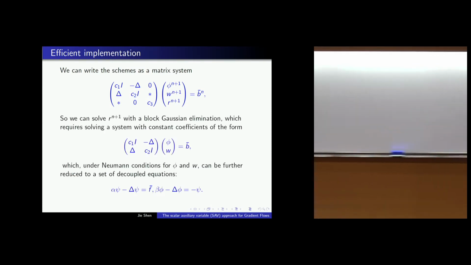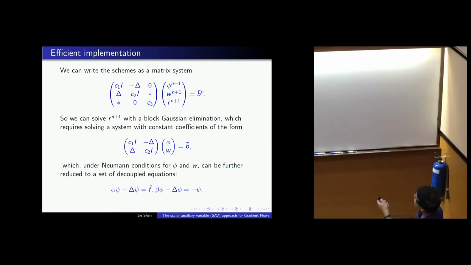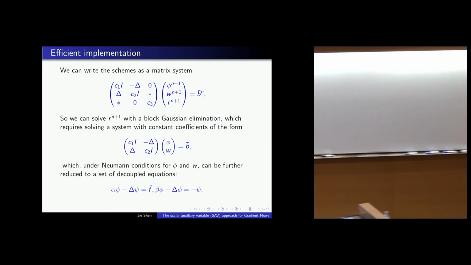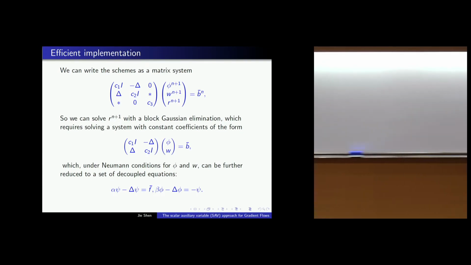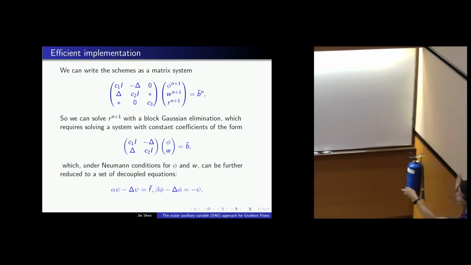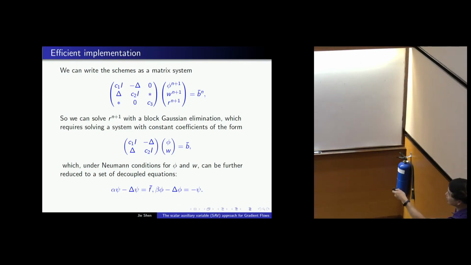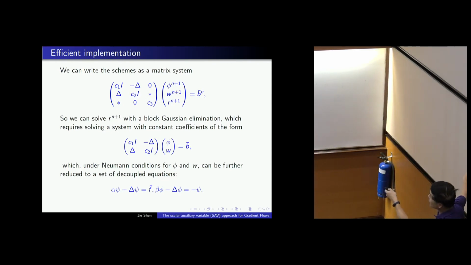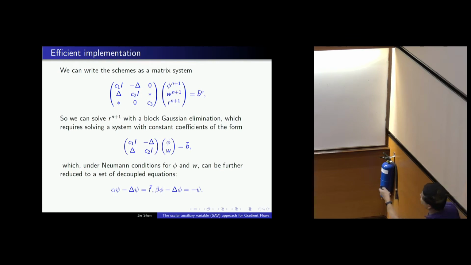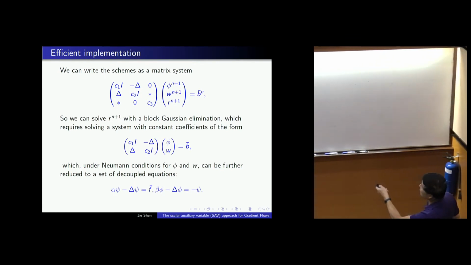So which means you only need to solve this equation once to get R. And once you get R, you solve this equation another time, and you get phi and W. So you solve two coupled second order systems like this, linear with constant coefficients. And even under Neumann condition for phi and W, they can be further reduced to a set of decoupled equations.